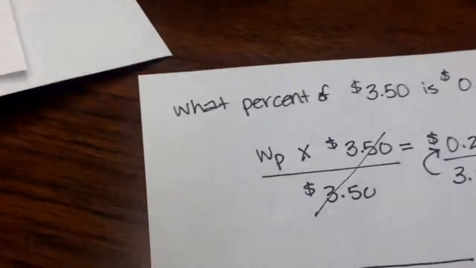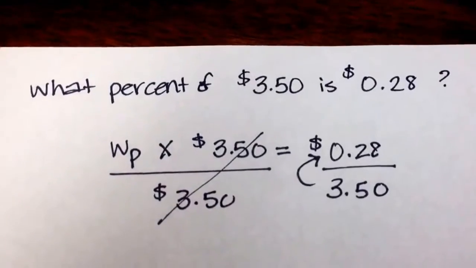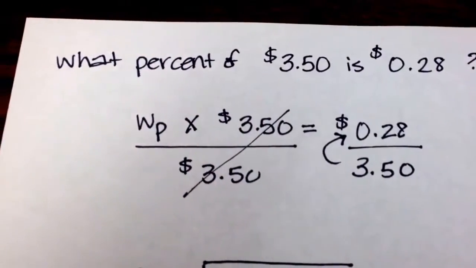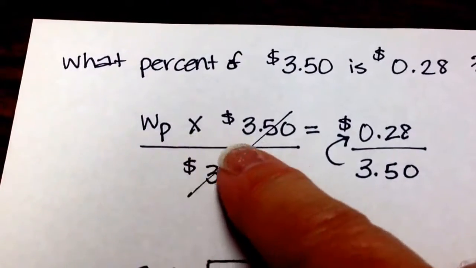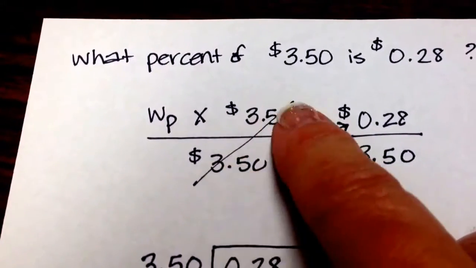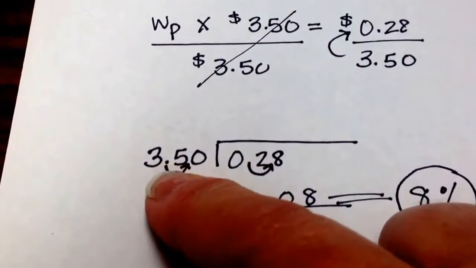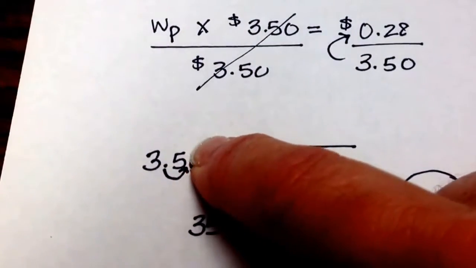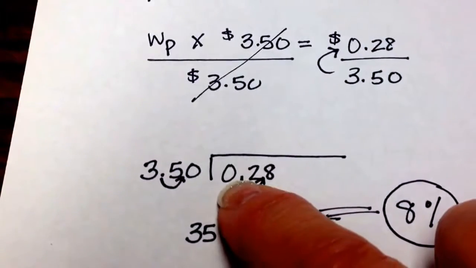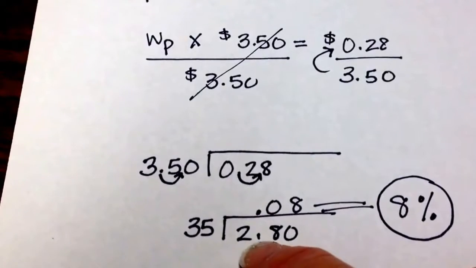Here we go. Let me show you another one. What percent of 350 is 28? I'm going to set it up the same way. What percent of 350 equals 28? I'm going to divide both by 350. Okay, so I'm going to move my decimal over one place, so I have a whole number 35, which means I need to move this decimal over just one place, so I have 2.8.